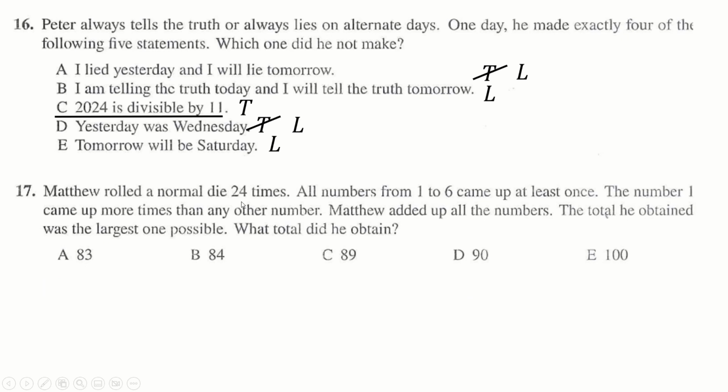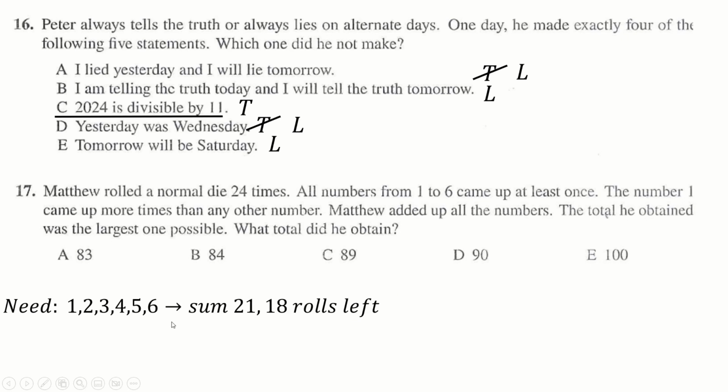He's rolling a dice 24 times, but he needs the numbers 1 to 6 to come up at least once. So let's just say that they do. Those sum to 21, and he's got 18 rolls left. Now, how can we use these 18 rolls most efficiently? Well, we can just do some trial and error, right? He needs more ones than any other number.